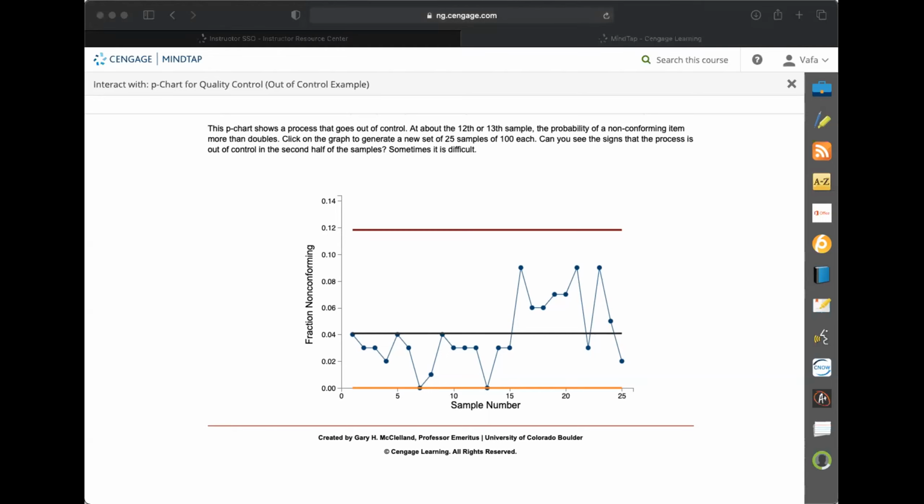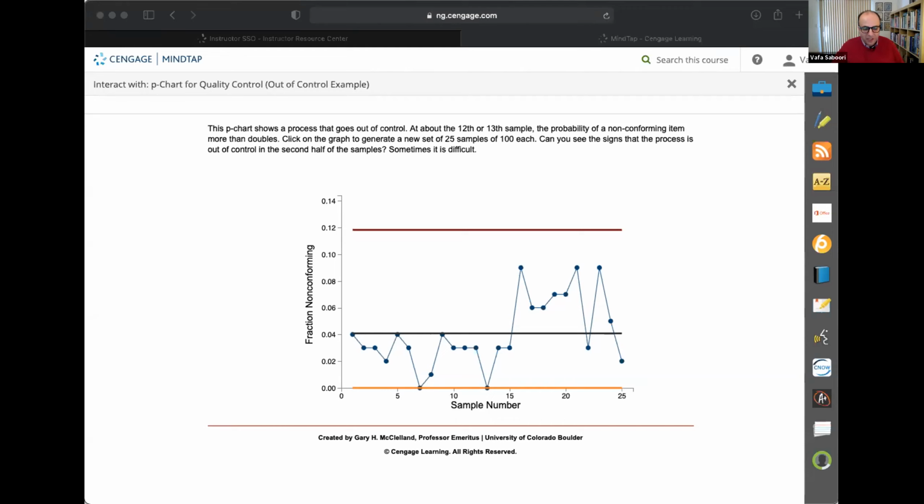It is out of control. Why? Because there are just so many points consecutively under the center line in this case, and then consecutively over the center line. Okay. I give this a B plus.